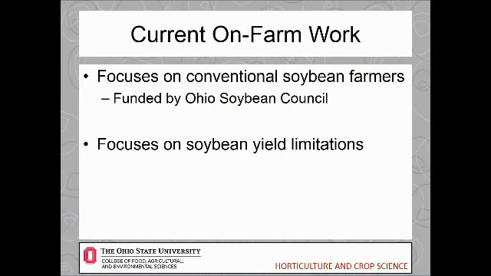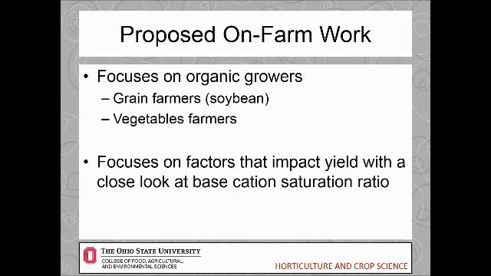So our current work focuses on conventional soybean farmers and is funded by the Ohio Soybean Council, and again focuses on yield limitations for soybeans. The proposed on-farm work would focus on organic growers, grain farmers for soybean, and vegetable farmers, and it focuses on factors that impact yield with a close look at the base cation saturation ratio. And that's all I have.